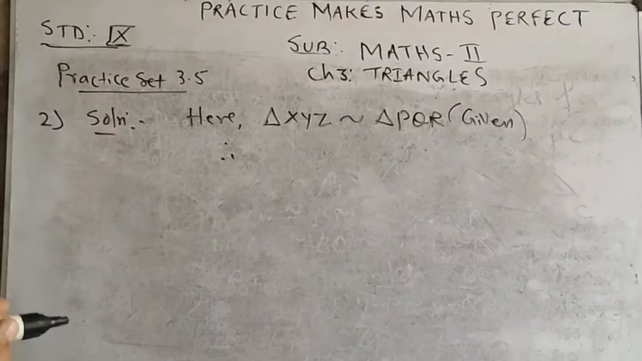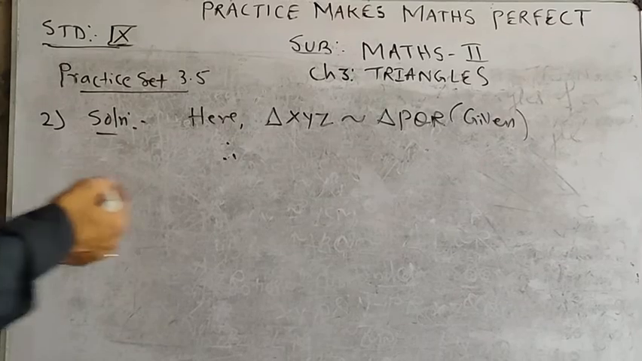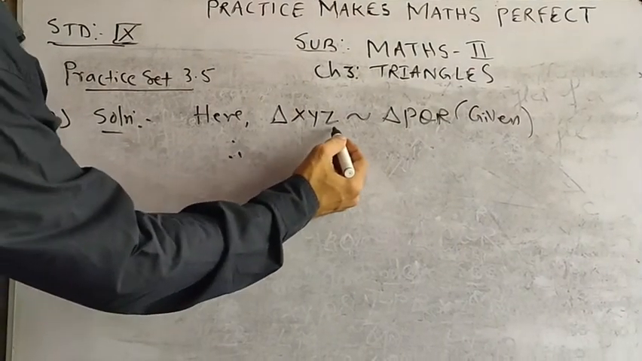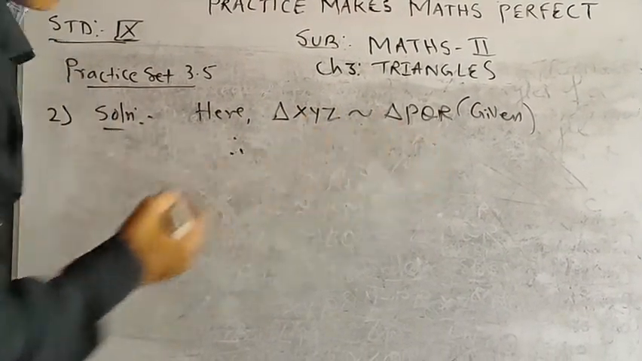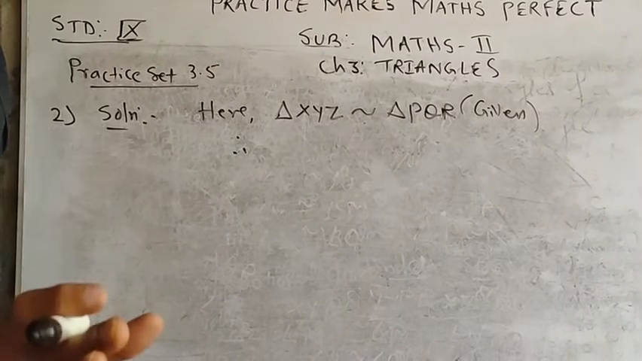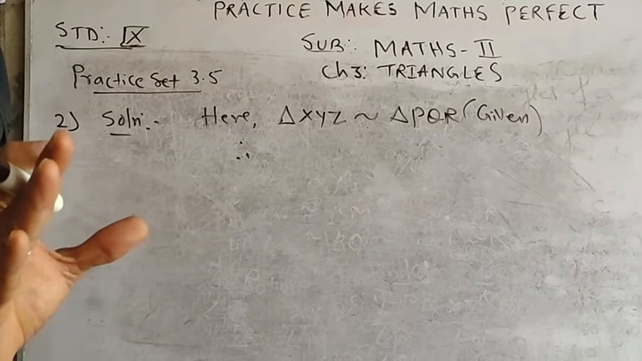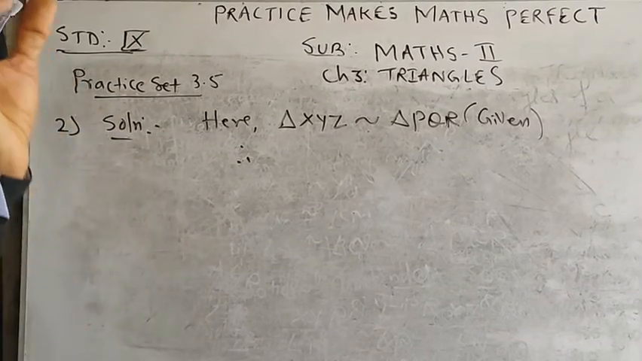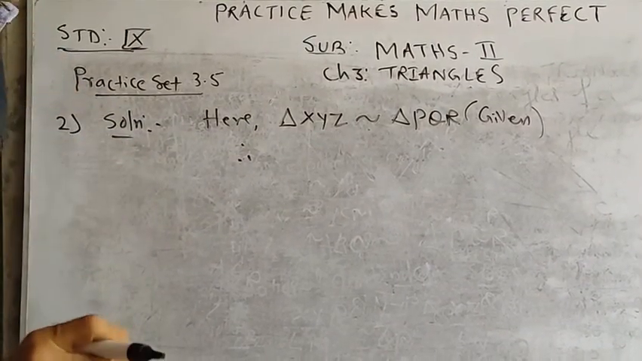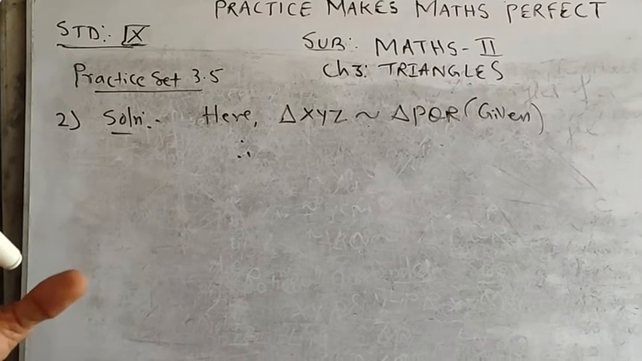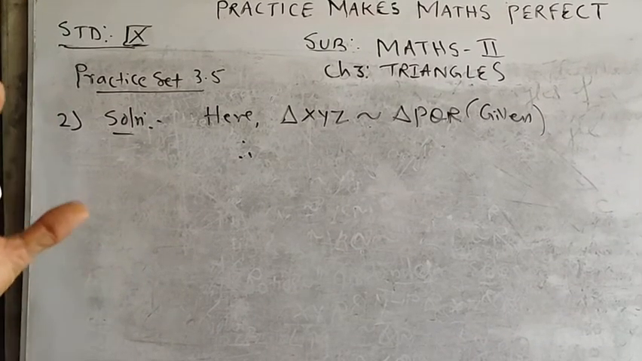Okay, now come to practice set 3.5, sum number 2. Here triangle XYZ is similar to triangle PQR. Now you know very well, when two triangles are similar, all angles are congruent and sides are in proportion. So here in this sum we don't want angles, we want only sides.